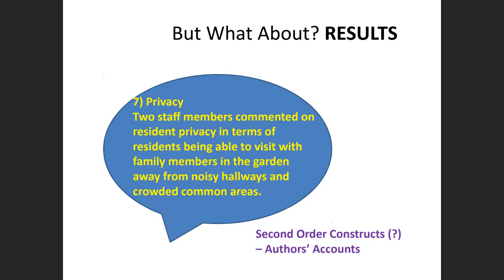But of course, not all data is in the form of the raw data from interviews. That may be in the form of summary statements. So here we have what's called a second order construct, where the author has imposed an interpretation. Under the heading of privacy, we have an account of what two staff members had to say about privacy, and we can see that this is underpinned by data, but doesn't give us actual access to the verbatim accounts.